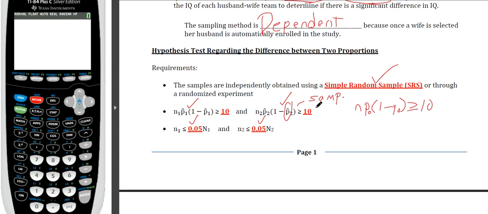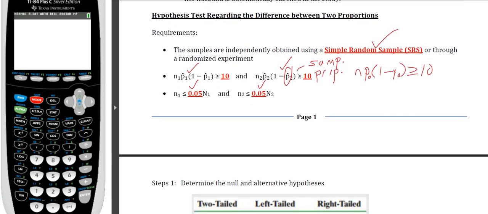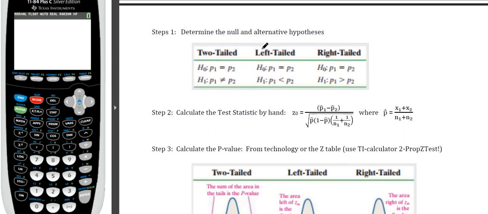This is the only time that we will be doing this, where we will be using the sample proportion in our checks for normality. If we were doing just one proportion, we would use the proportion that would be in our hypothesis. Again, make sure you keep that in mind. Okay, so essentially we're going to do all our requirements for both groups here. When we have those requirements set up, then we'll go through our hypothesis testing.